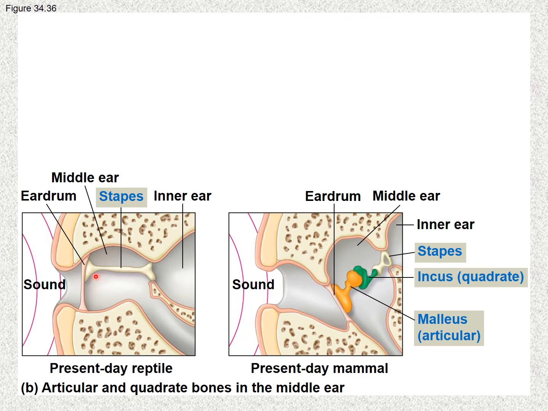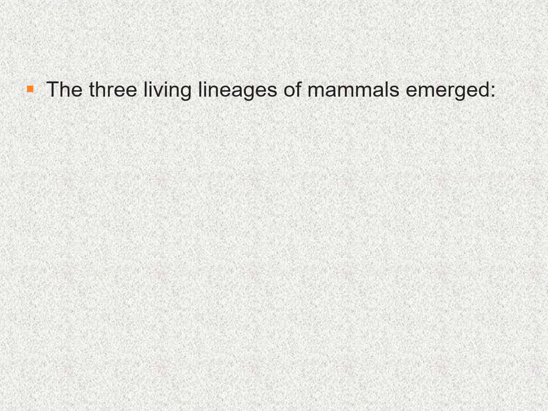In reptiles, within the middle ear, in between the eardrum and the inner ear, is the stapes, so there's only one bone. The middle ear in mammals includes three bones. The stapes is there, and it's more associated with the inner ear, but then there's the incus and the malleus. So now we have three different bones which make up the middle ear in mammals.